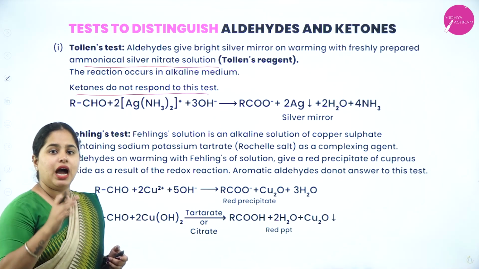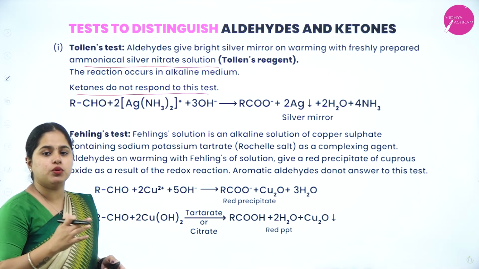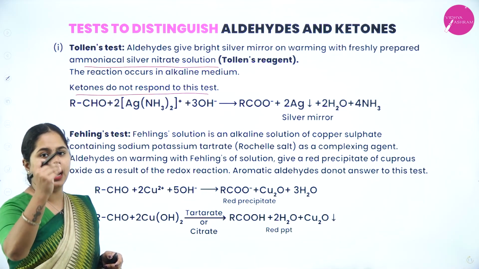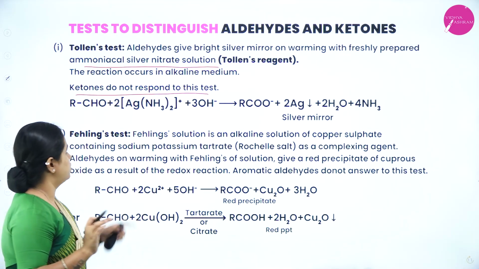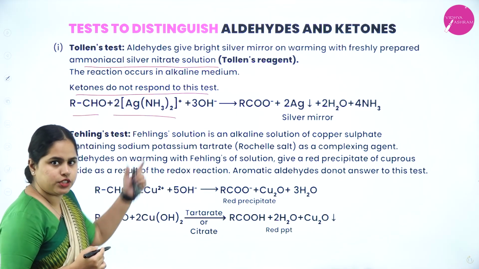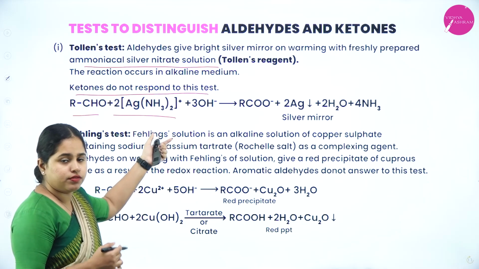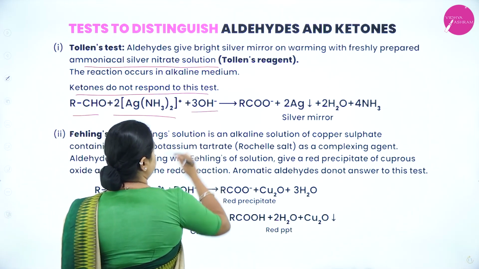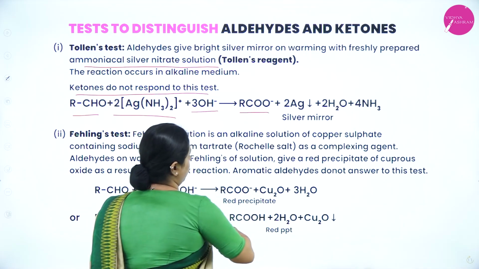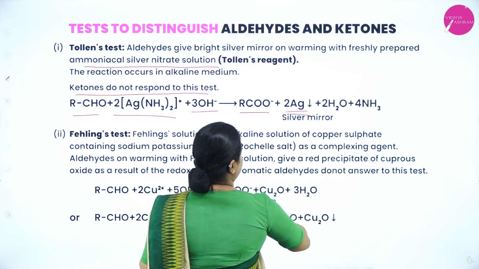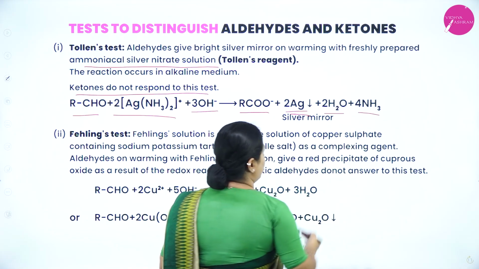So what is happening? Aldehydes and ketones can be distinguished using Tollens' test. Tollens' test will be only shown by aldehydes and not ketones. So this is your aldehyde, reacts with 2[Ag(NH3)2]+, which is your Tollens' reagent, which is called as ammoniacal silver nitrate solution. Okay, in alkaline medium, what is going to happen? RCOO minus, that is carboxylate ion, silver will be deposited, water and ammonia will be formed.